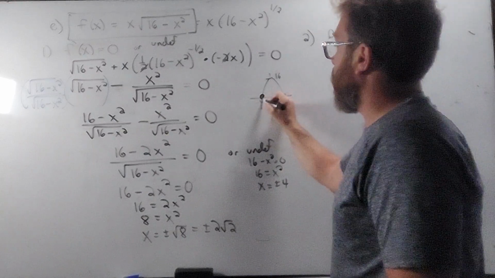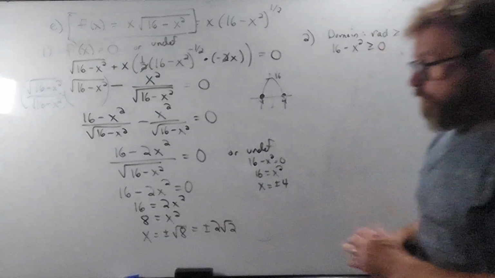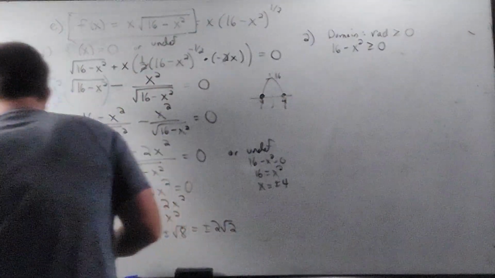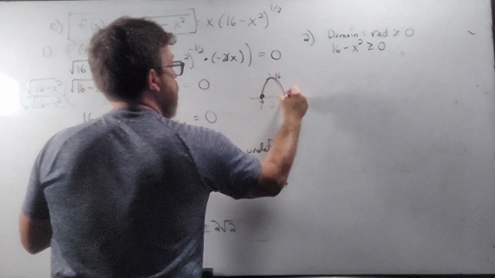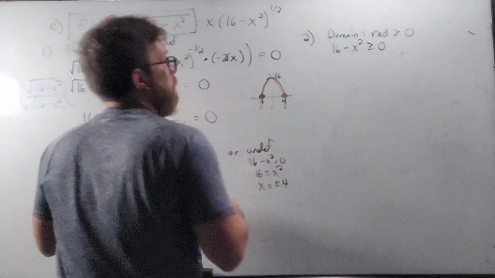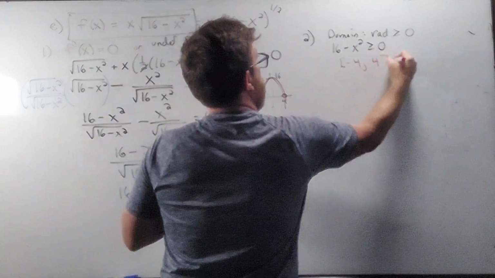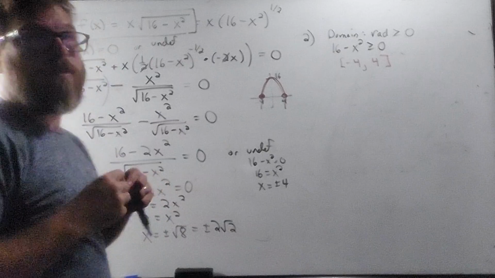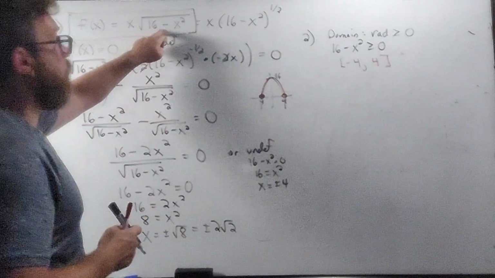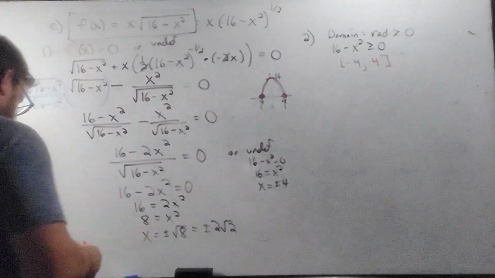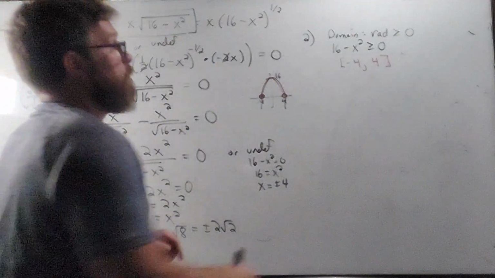So this is going to be negative 4. This is going to be positive 4. So I can see that this is greater than or equal to 0 only for this part of it, from here to here, including these endpoints. So this is going to happen from negative 4 to positive 4. That's going to be the interval for which this is greater than or equal to 0, which means it's going to be the domain of function f. So these are my endpoints.